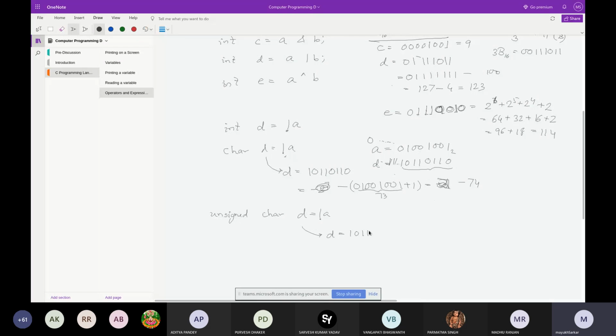Now this will not be a signed bit anymore, as you know. So this will be 2 to the power 7 plus 2 to the power 5 plus 2 to the power 4 plus 2 squared plus 2, and whatever comes out as a result of its calculation. I am not calculating this further, but this is what you're going to get.